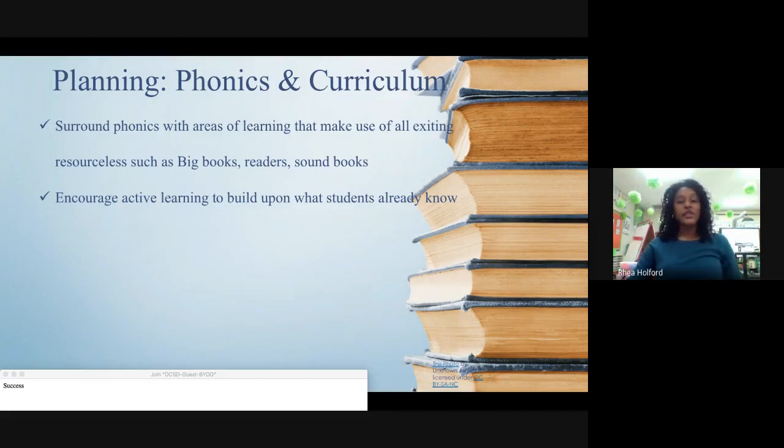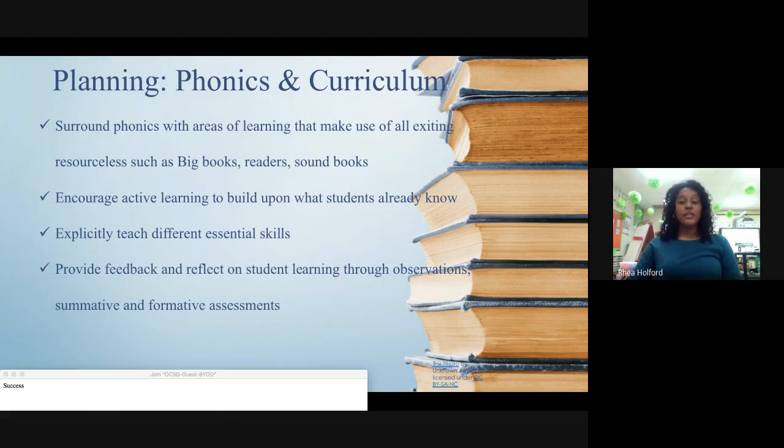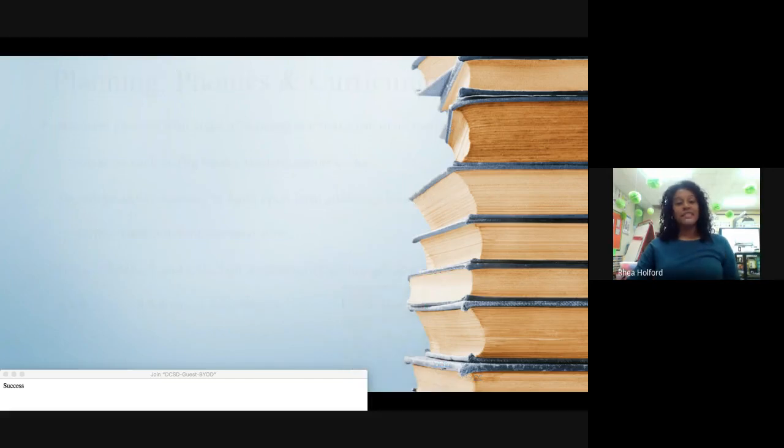Encourage active learning to build upon what students already know. Explicitly teach different essential skills. Provide feedback and reflect on students' learning through observations, summative and formative assessments. Big books. See? In kindergarten, we use big books for readers.